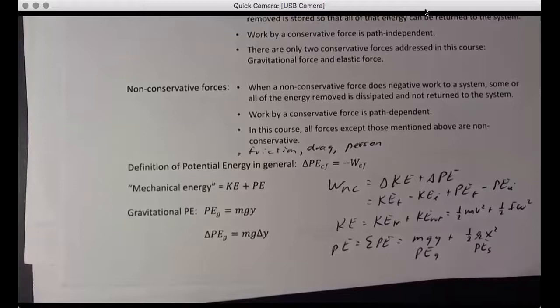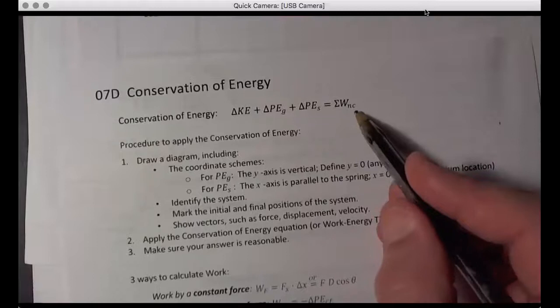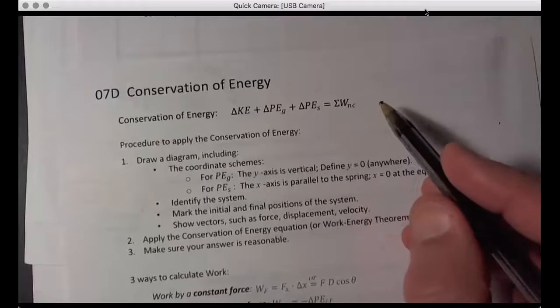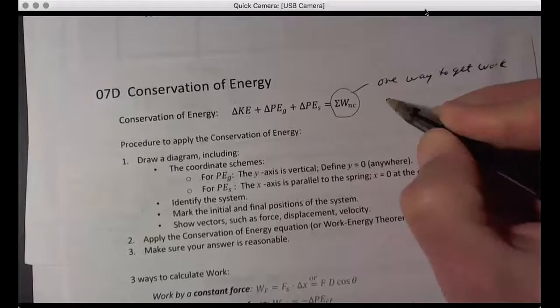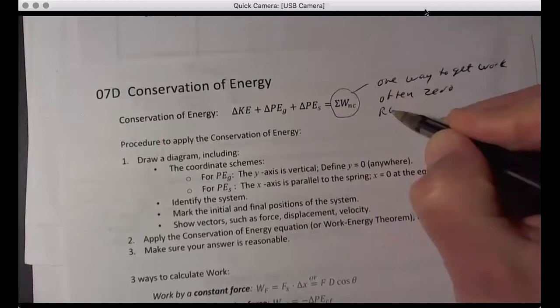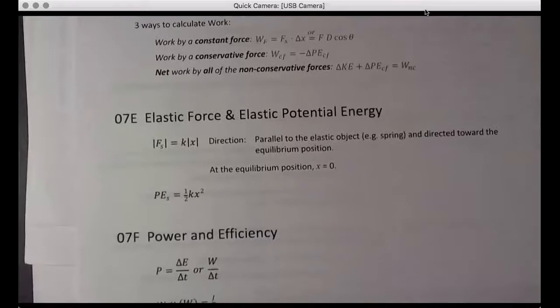And so, continuing on with 7D, you get this. And sometimes you're calculating this, sometimes it's zero. So this is one way to get work. It's often zero. You have to read the problem. And the other things to keep in mind as you're looking through this, mostly we've kind of done this before. Potential energy of a spring comes up there.